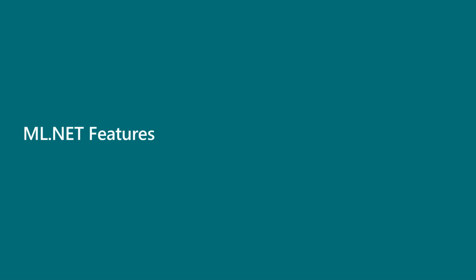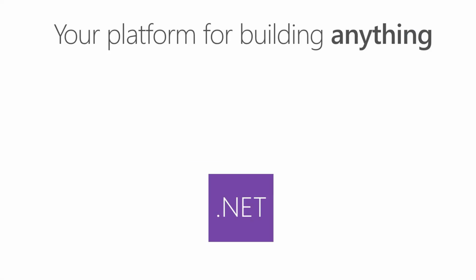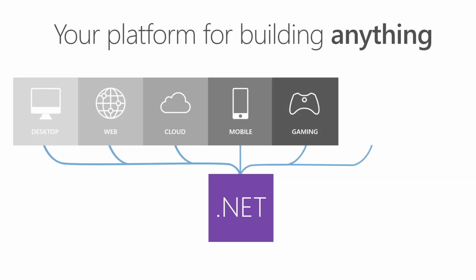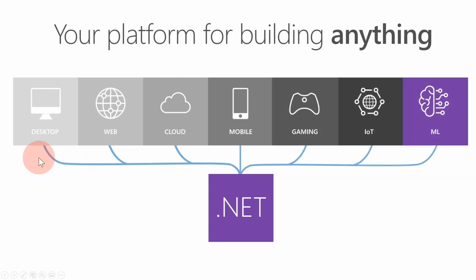Let's talk first here about ML.NET features. Now, .NET is your platform for building anything. Desktop is where a lot of it started, but you also can do web, cloud, mobile, multiple mobiles, gaming, and you see on the right now adding IoT and machine learning. So we now have a full range of ways to use .NET.